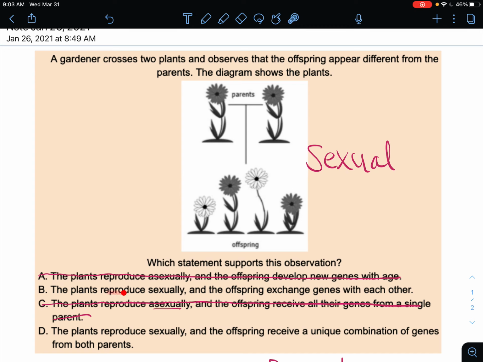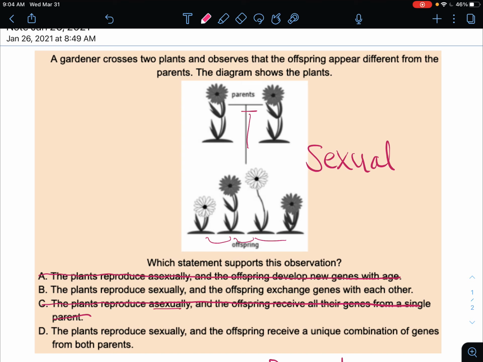Choice B says they reproduce sexually and the offspring exchange genes with each other. And choice D says the plants reproduce sexually and the offspring receive a unique combination of genes from both parents. So the difference between these two choices is, do the genes combine from the parents and then are passed down, or do the offspring swap genes with each other? If you ever get tripped up on stuff like this, put it into context of people. Here we're talking about flowers, but think about people and your siblings. Do you swap your genes with your siblings or your cousins or whoever you're related to? No. That would be kind of weird.